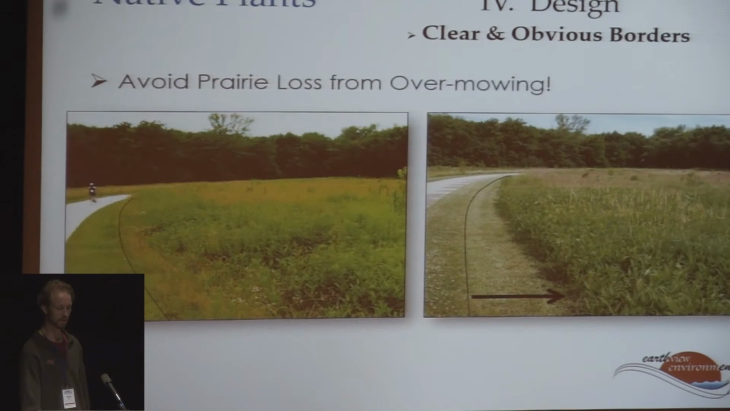Likewise, we have a really nice prairie planted here, and we've got city mowers coming through. They do a great job. There's no border, so they just go to where they mowed last time, maybe a little bit extra because they're doing a good job. Well, one full season later, we just lost about 5 feet of a pretty expensive prairie planting for an entire stretch of trail. So again, borders are important.